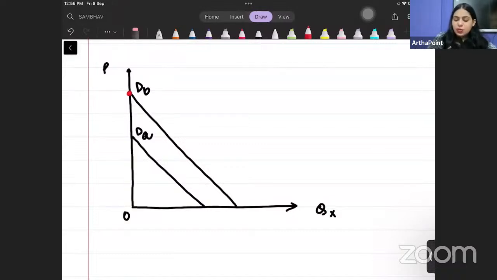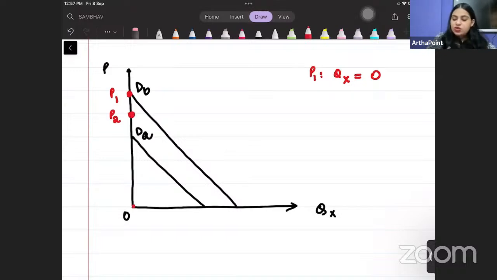Suppose this price is P1. But at price P1, quantity demanded is 0 by individual A and 0 by individual B. So quantity demanded in total will be 0. But let's say that the price is P2.